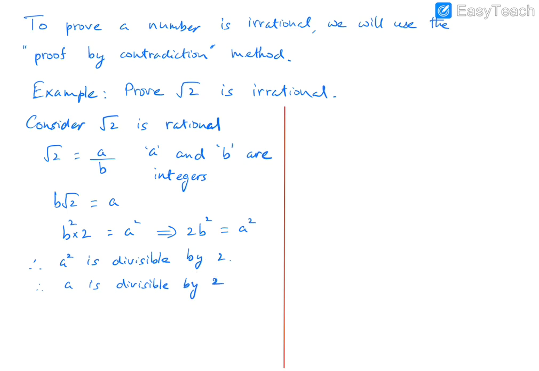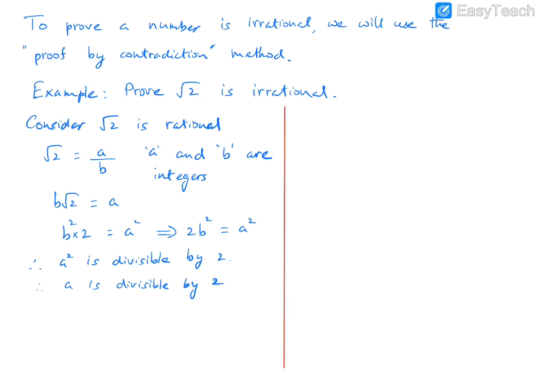Now, this is contradicting the fact that we have taken here a and b to be integers such that there is no common factor between them other than the number 1. But now we are seeing here that a is divisible by 2. So what we have deduced here is a is divisible by 2. Let's see what happens because of this.